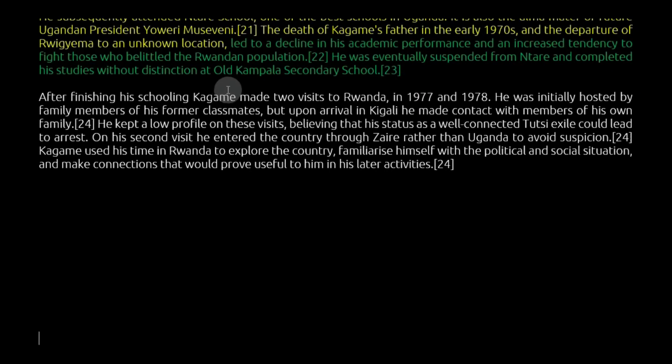After finishing schooling, Kagame made 2 visits to Rwanda in 1977. These are actions. He went to visit his country, Rwanda. On his second visit, he entered the country through Zaire rather than Uganda to avoid suspicion. Still an action.